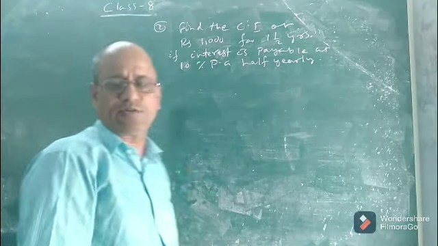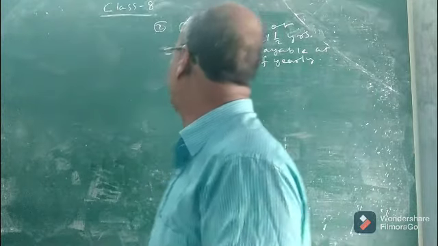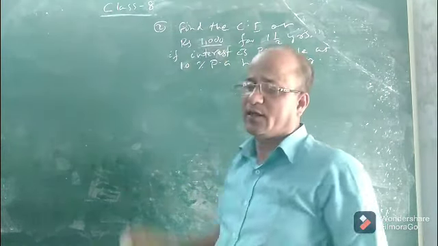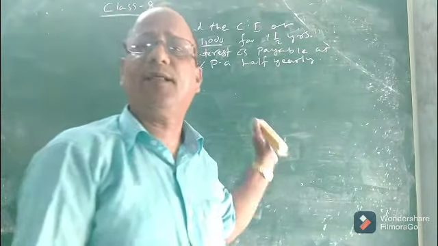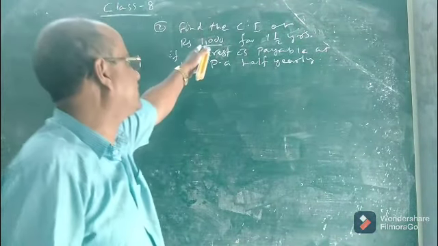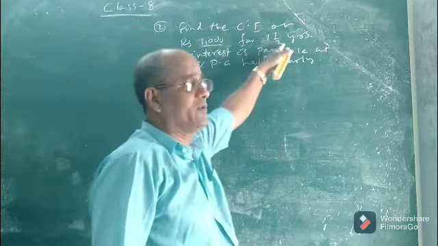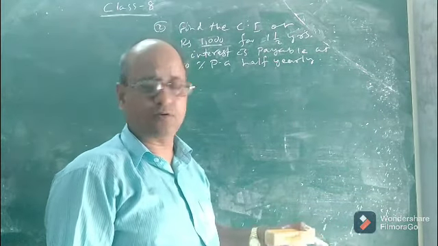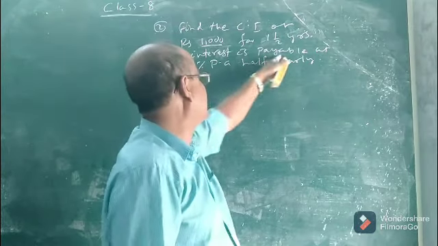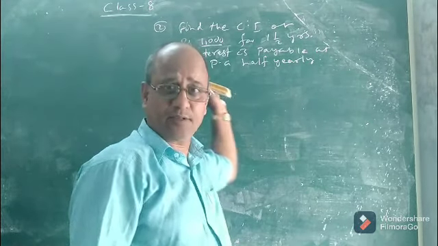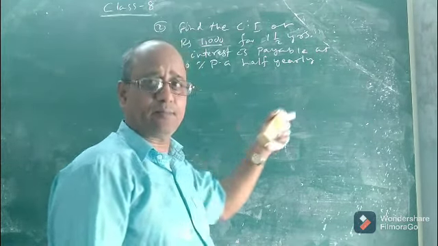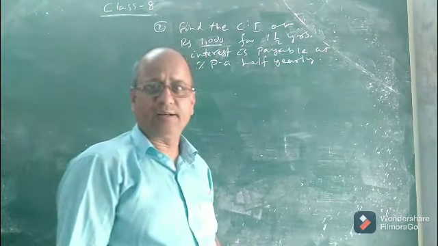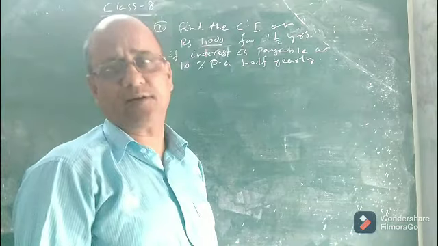Look at the question. The question is: find the compound interest on rupees 1000. Here 1000 rupees is the principal. Time is given 1 1/2 years. That means 1 year and 6 months. Now, interest is payable at 10% per annum. This is the rate of interest. But interest is compounded what? Interest being compounded half yearly or semi-annually.